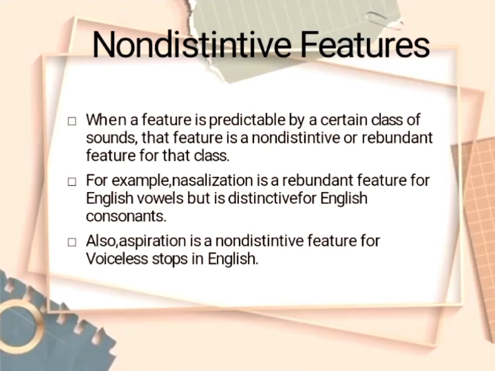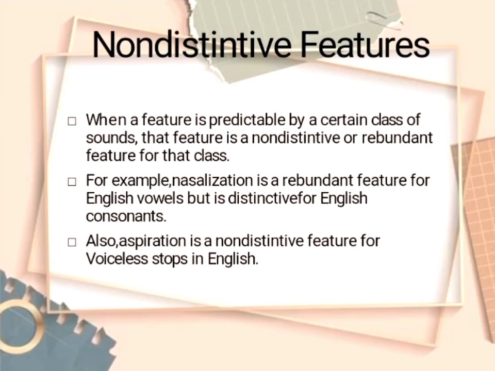Non-distinctive features. When a feature is predictable for a certain class of sounds, that feature is a non-distinctive or redundant feature for that class. So for example, in Standard English, voiceless stops are aspirated when they are at the beginning of a word, or the word initial, or when they are in the onset position of a stressed syllable. Next, for example, nasalization is a redundant feature for English vowels but is distinctive for English consonants. We also saw that nasality is not a distinctive feature for English vowels, hence the nasality feature value of the vowels in bin, min, come, and sing is predictable since it occurs before syllable or word final nasal consonants. So when a feature value is predictable by rule, it is a redundant feature. Thus, nasality is a redundant feature in English vowels but a non-redundant feature for English consonants.